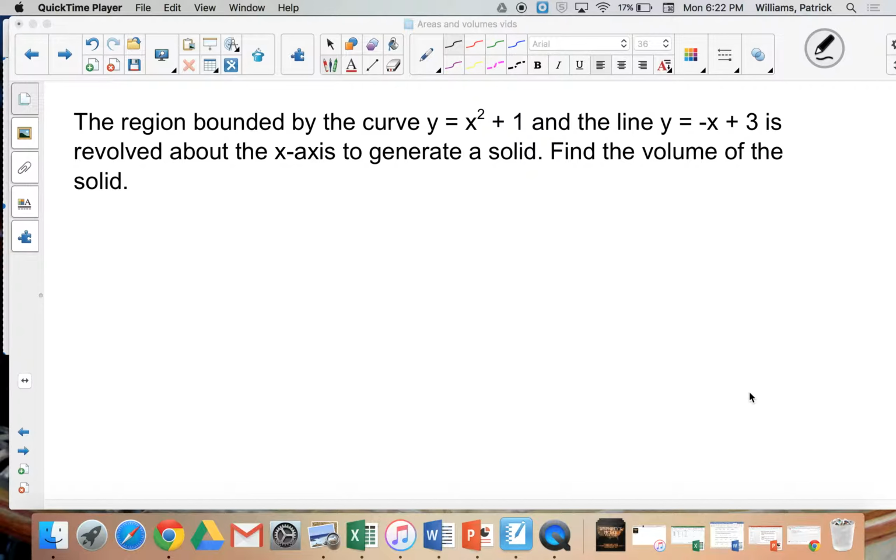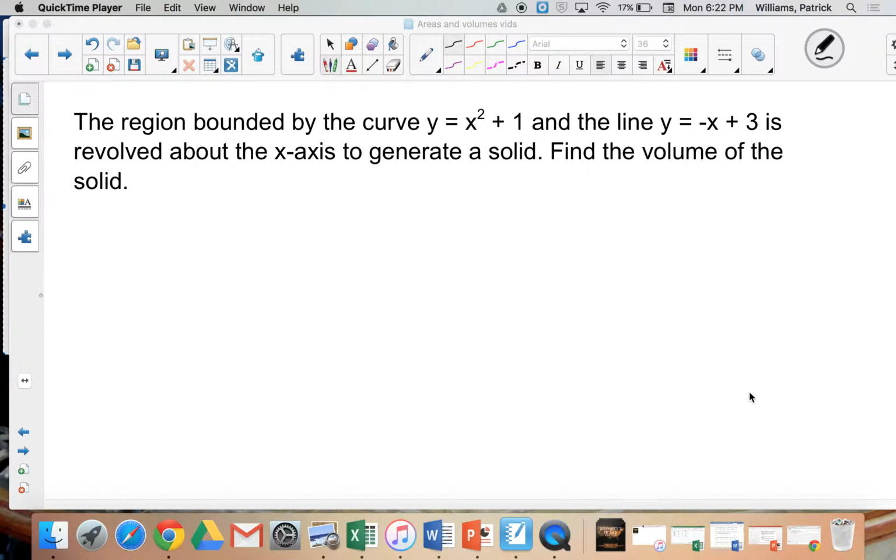The second thing is: is the axis of rotation aligned parallel to the x-axis, meaning is it horizontal, or is it aligned parallel to the y-axis, meaning is it vertical? If it's the former, we're going to use dx, and if it's the latter, we're going to use dy. So why don't you give this problem a look over and see if you can solve it.